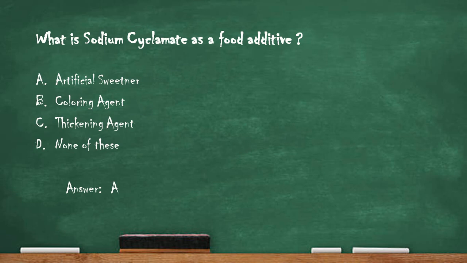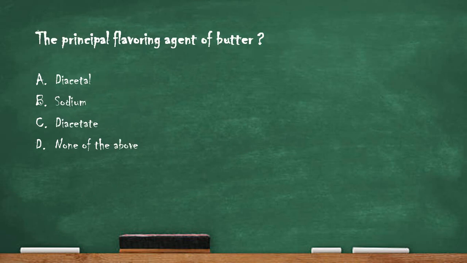Next question. The principal flavoring agent of butter: option A, diacetyl. Option B, sodium. Option C, diacetate, and option D, none of the above. And the right answer is option A, diacetyl.